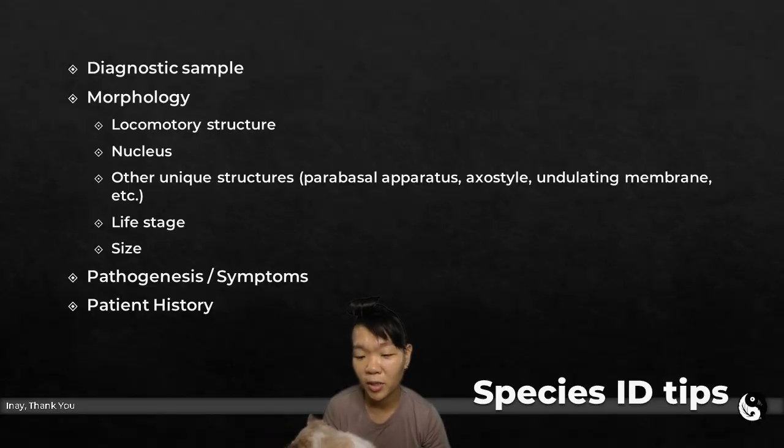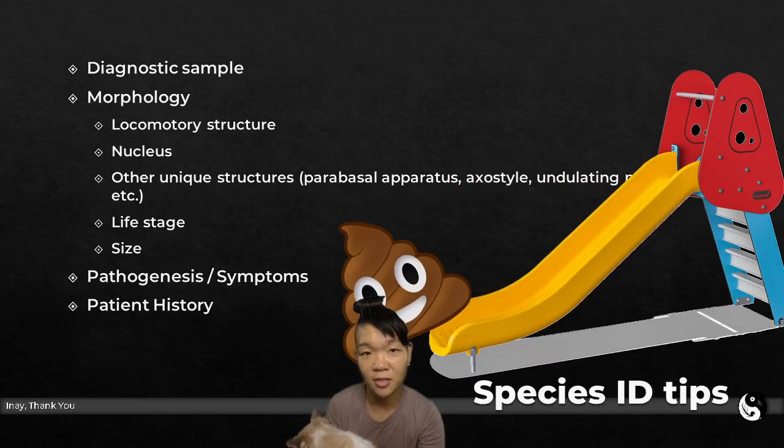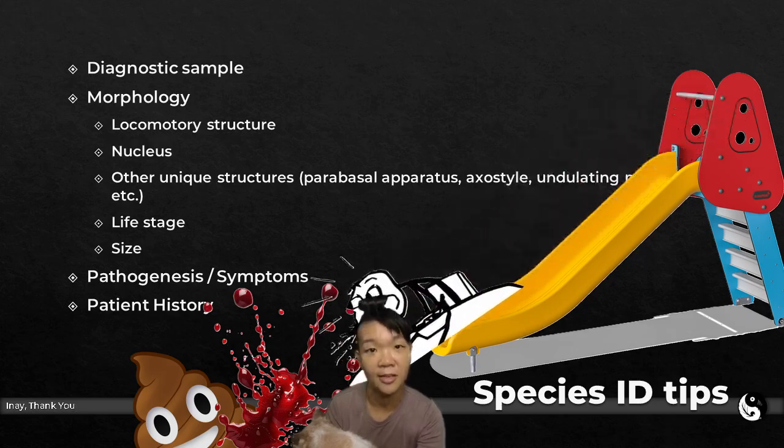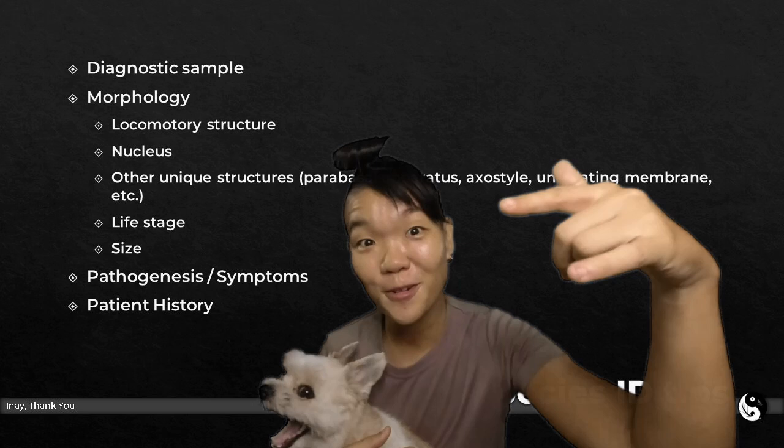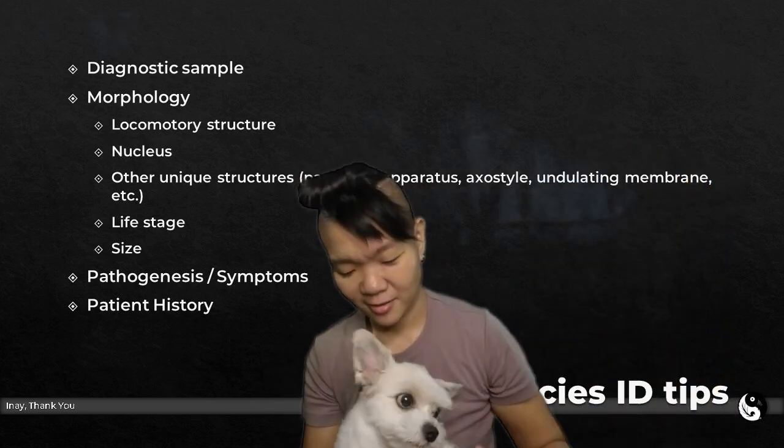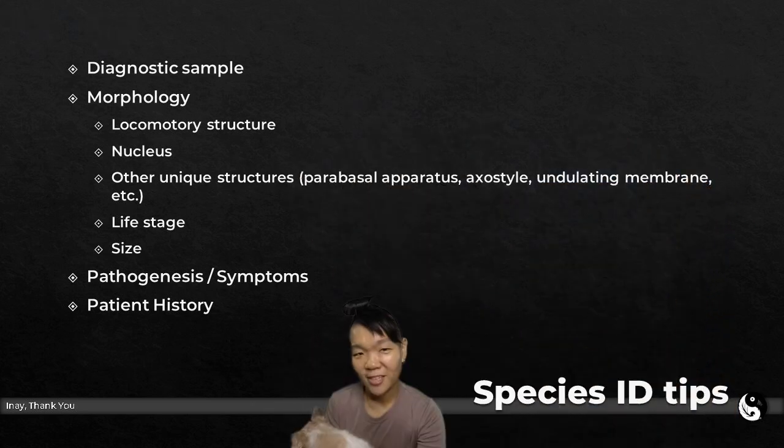Diagnostic sample. What did they give you? Did they give you stool on a slide, blood on a slide, sputum on a slide? Is it a tissue sample, like a biopsy, like a sliver of liver? Because a diagnostic sample can more or less tell you which parasites you're going to be expecting.